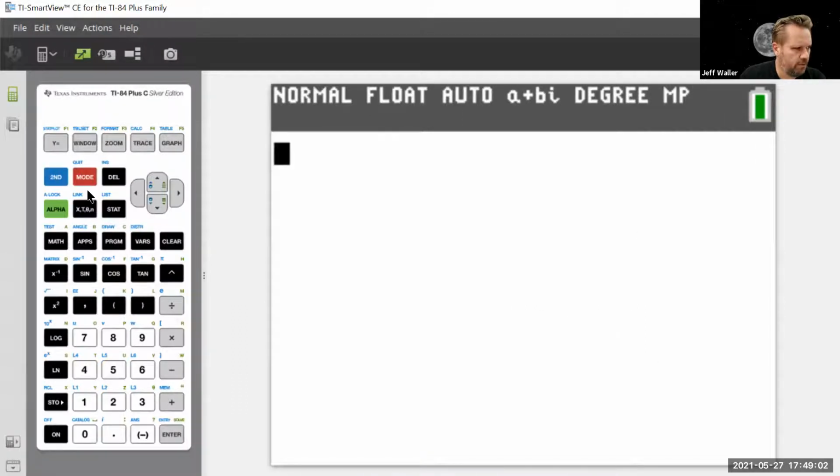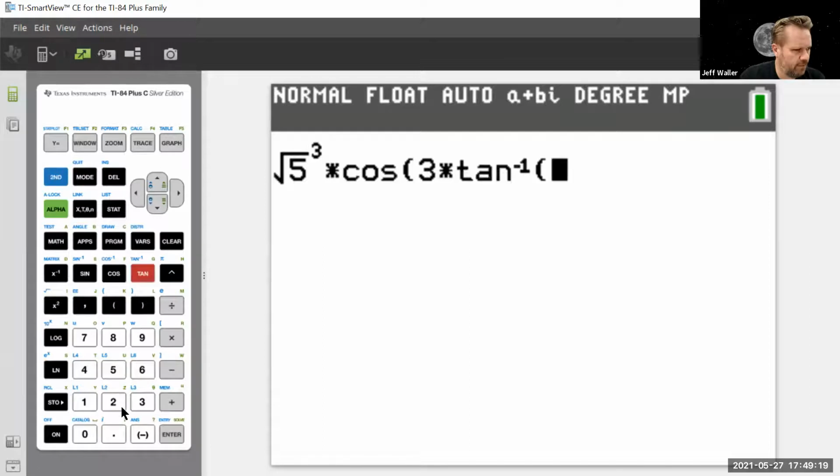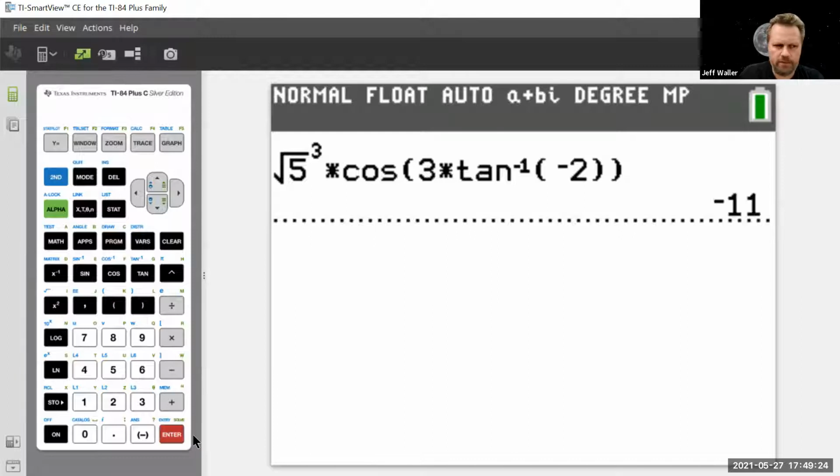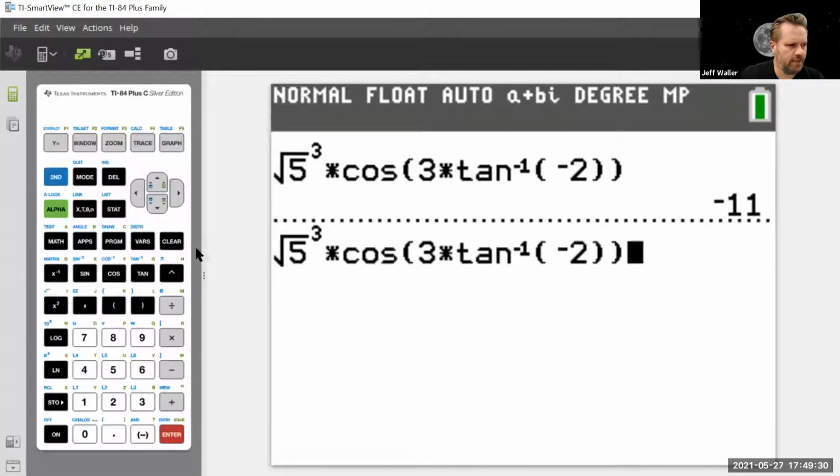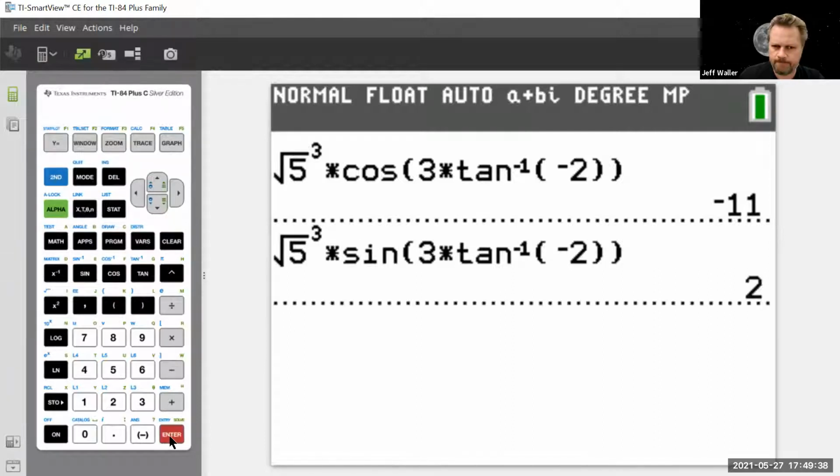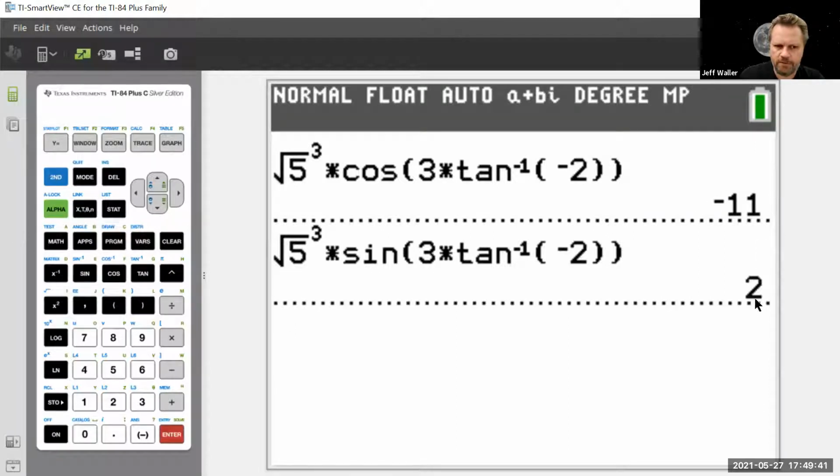All right. So if I do the square root of 5 cubed, oh no, I've got to get out of there, times cosine of 3 times inverse tangent of, was it -2 over 1? I get -11. Yeah, that's right. And now watch this. If I hit second enter, I can go back and just make this sine. See that? So now I know it's -11 plus 2i.